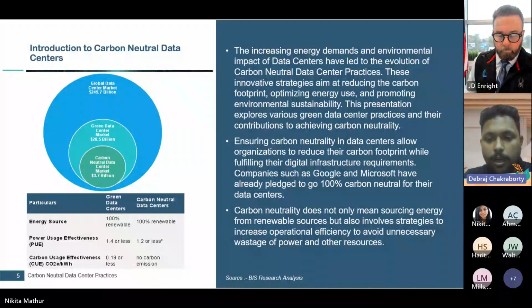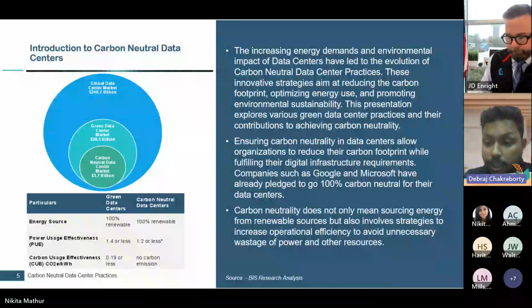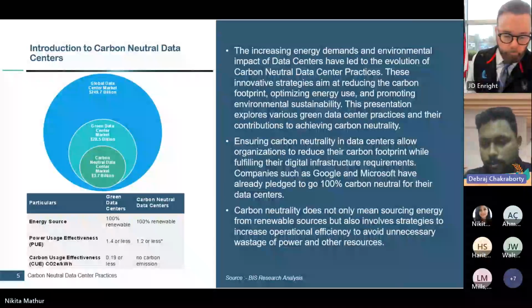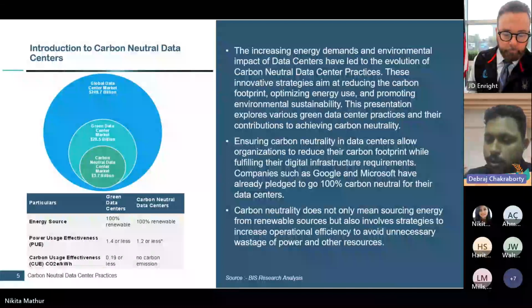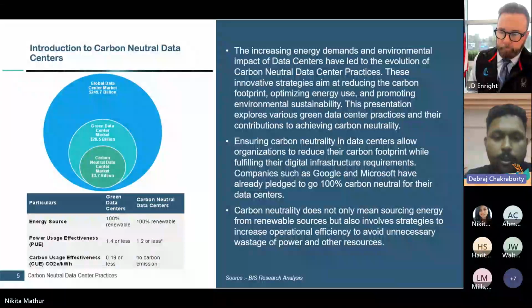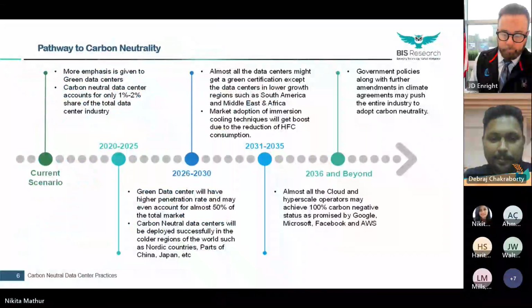Currently, if you look at the overall adoption rate, merely 2 to 3% of the market, or the industry, or data centers can be termed as partially or completely carbon neutral. So I like to use the word partially because that is the truth right now. Nothing is 100% carbon neutral. That's a myth. So next slide, please, Nikita.